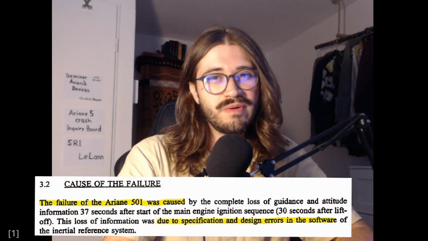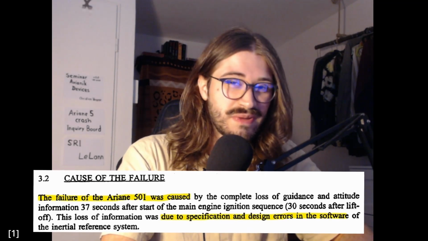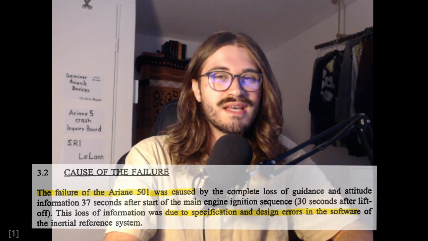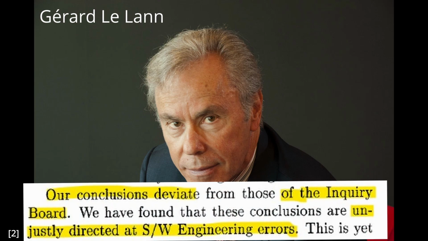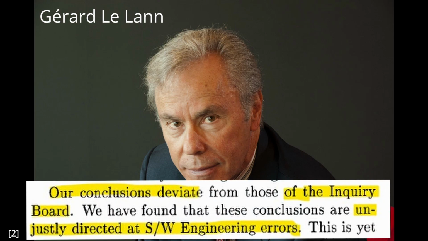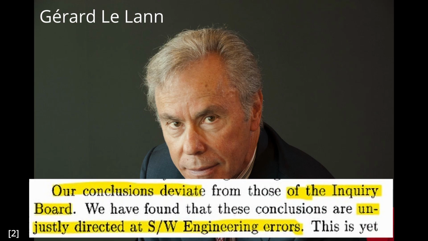Now, thinking about the fact that the Ariane 5 rocket ship crashed due to a software bug, it seems very reasonable to blame the software engineers for the mistake, which basically is what the inquiry board report did. Now, a critique illustrates that the mistake, like the root of failure, is to be designated somewhere else. This is Gérard Le Lann, a French computer scientist, and he points out that the conclusion made by the inquiry board is kind of unfair to blame on the software engineers.